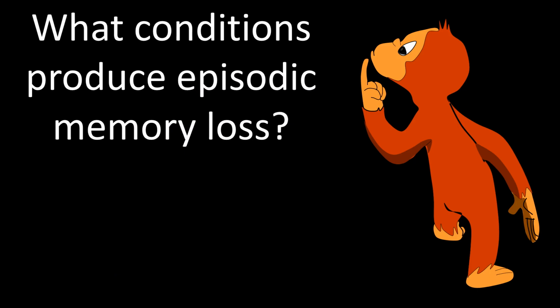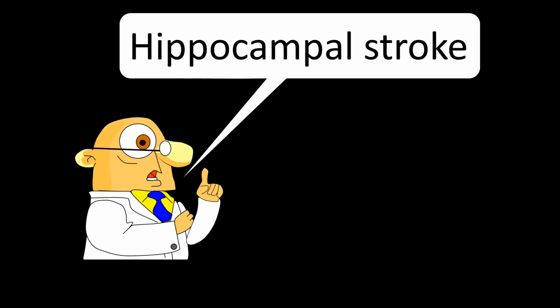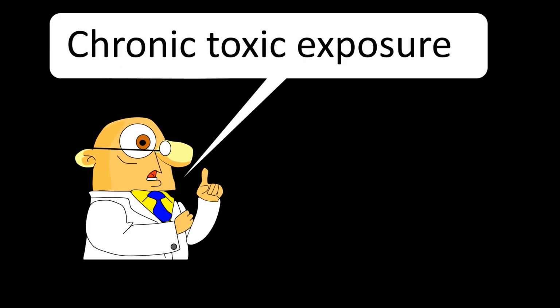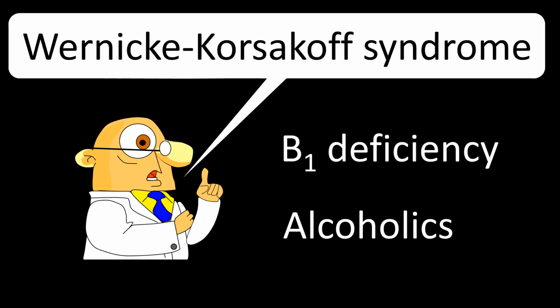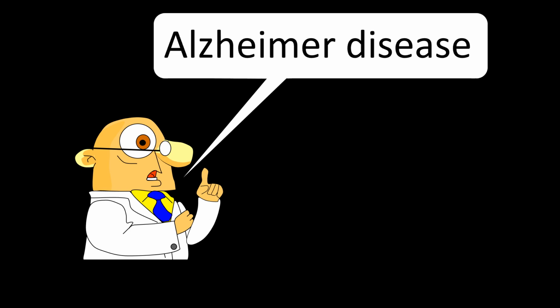Conditions that produce episodic memory loss include transient global amnesia, hippocampal strokes, chronic exposure to toxins, Wernicke-Korsakoff syndrome, often seen in alcoholics due to B1 deficiency, herpetic encephalitis, and Alzheimer's disease.